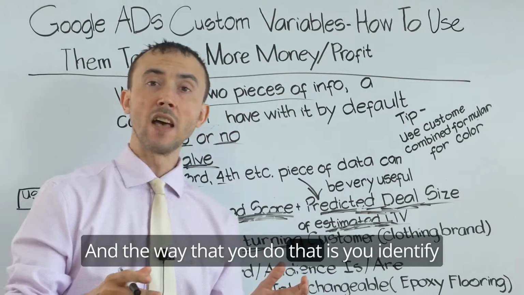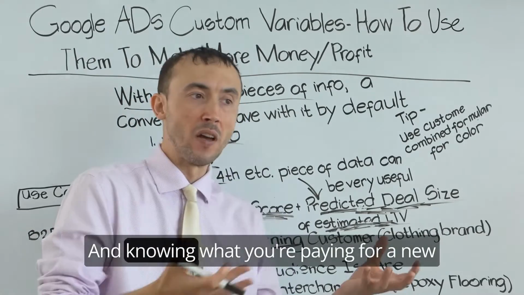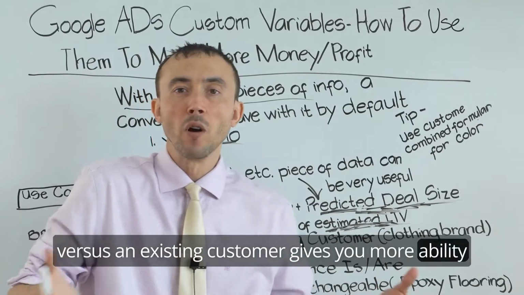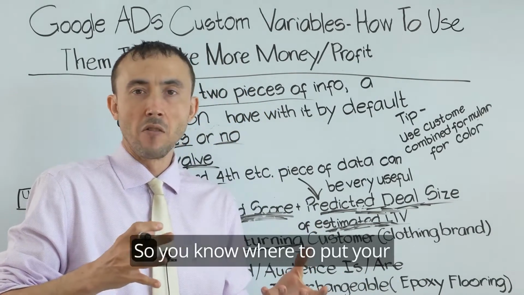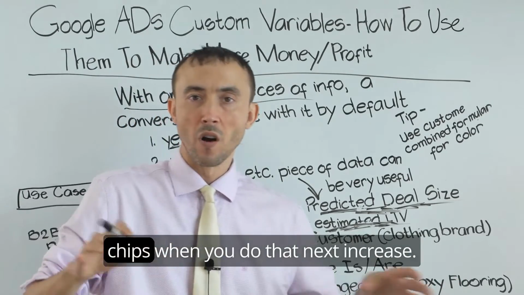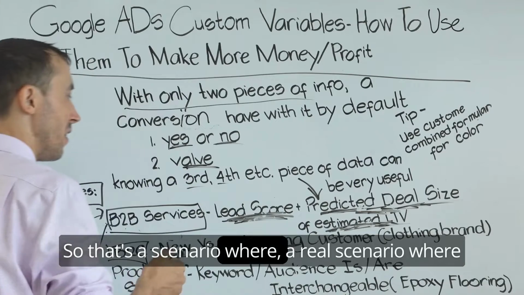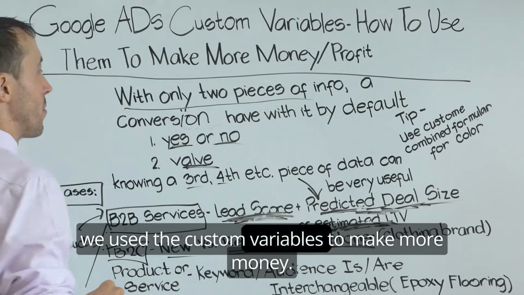And the way that you do that is you identify where you're getting the highest return at any time, and knowing what you're paying for a new versus an existing customer gives you more ability to do that in a more effective way. So you know where to put your chips on when you do that next increase, so to say, if that makes sense. So that's a real scenario where we used the custom variables to make more money.